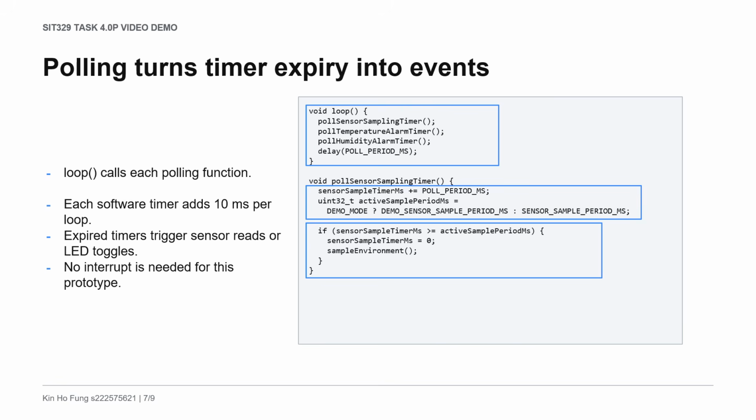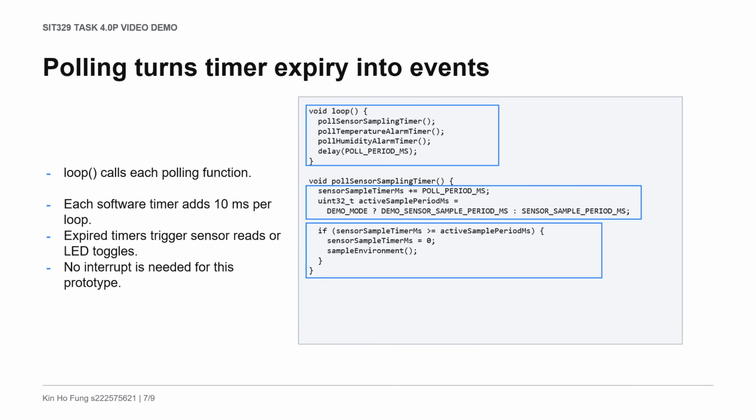This slide shows the polling model. The loop function calls the sensor sampling timer, the temperature alarm timer, and the humidity alarm timer. After that, it waits for the 10 millisecond poll period. The sensor sampling function adds 10 milliseconds to sensor sample timer ms every loop. When the timer reaches the active sample period, the code resets the timer and calls sample environment.